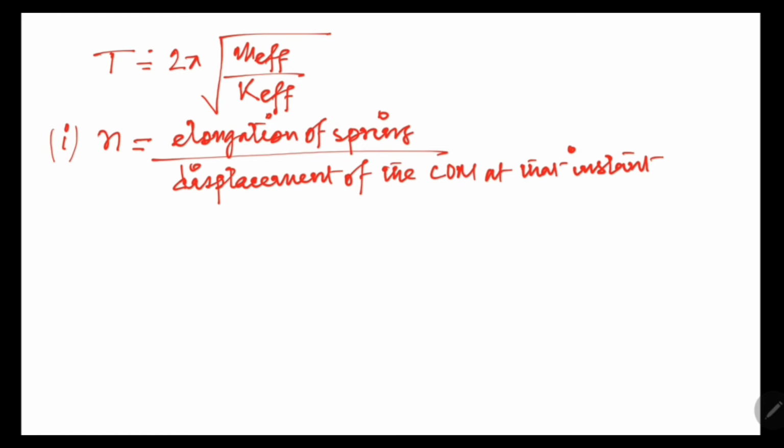If the spring is connected to the center of mass, then there is no need to calculate the n factor of the spring, and in this situation k effective equals k. Hence we can find that in this case the value of n equals 1. In this situation, the spring is connected to the center of mass of the rod, so k effective equals k and n equals 1.